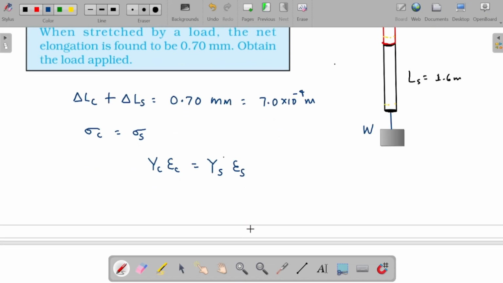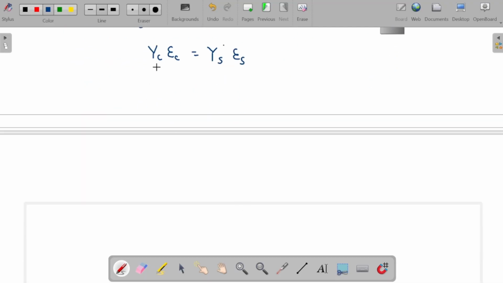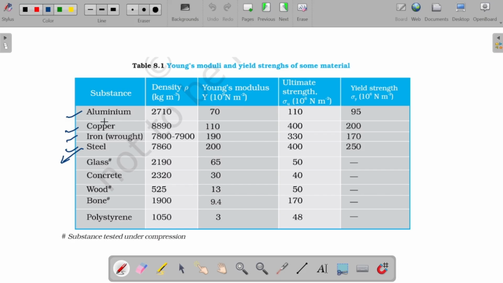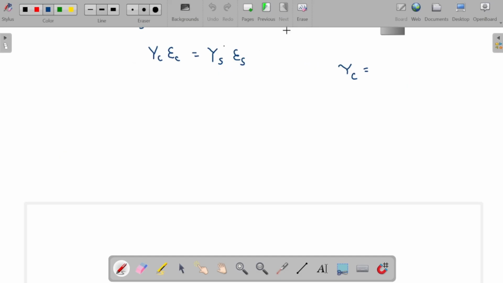Then we can say this Young's modulus we can find out from the table. So let me write it here. YC for copper wire, Young's modulus should be this one here, 110 into 10 to the power 9 Newton per square meter. So 110, I can write it up to two significant figures, 1.1 into 10 to the power. Here it was 9, so we have to write now 11 Newton per square meter.